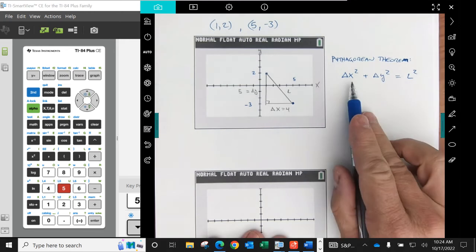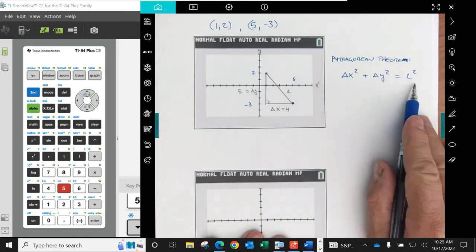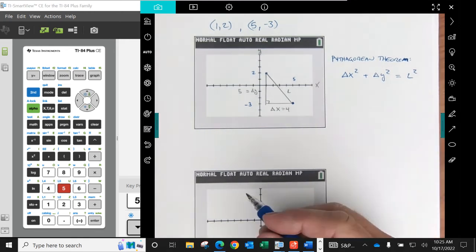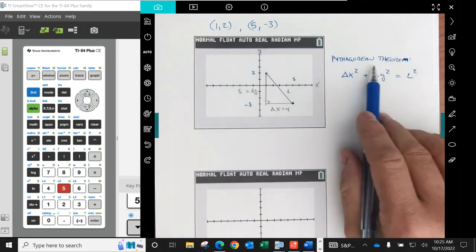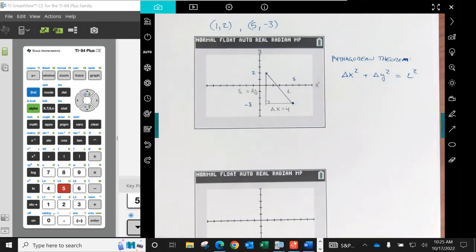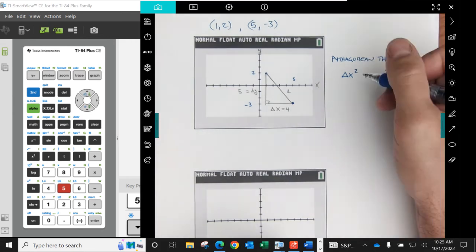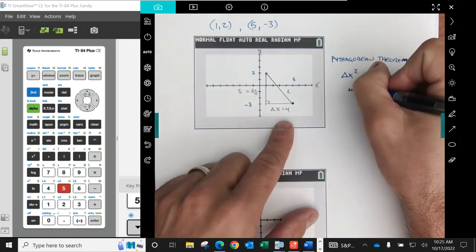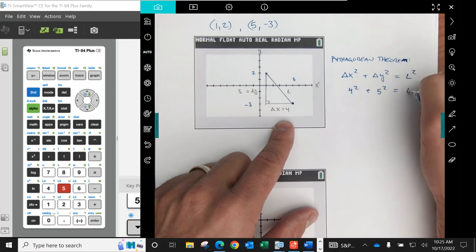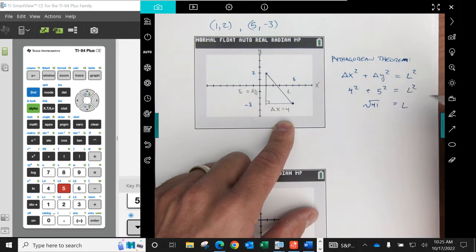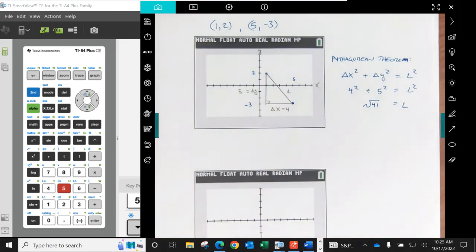So here's our Pythagorean Theorem. a squared plus b squared is equal to c squared. That's the case if you have a right triangle, which we do. Then we have our answer. We're just going to fill this in now. This will be very easy. Our change in x is 4. Well, that was easy.